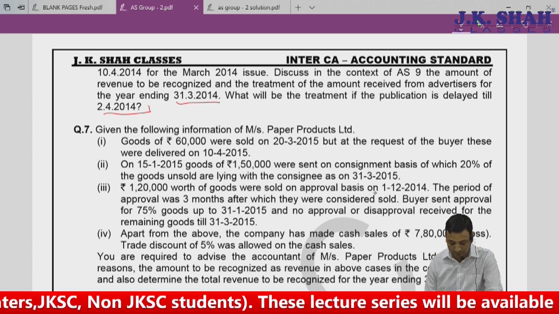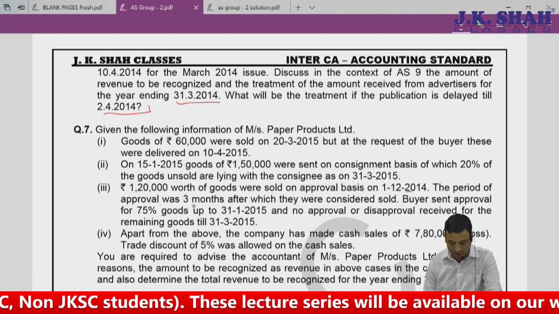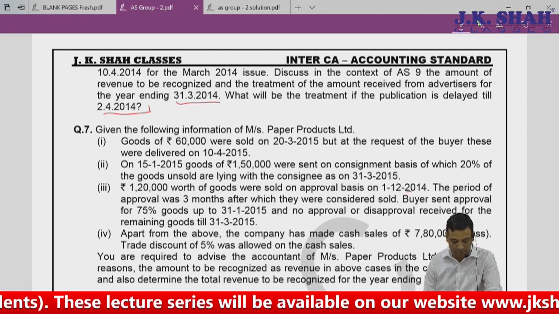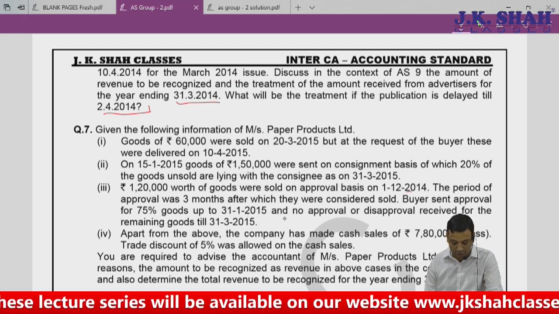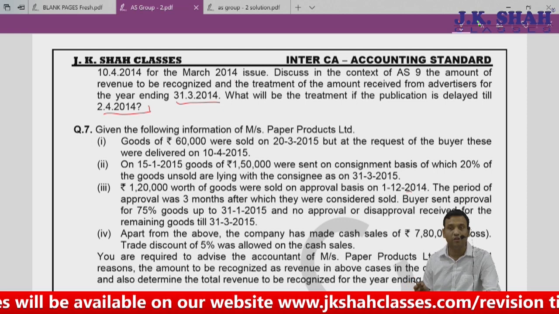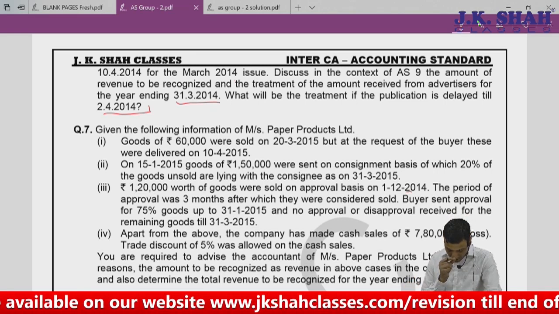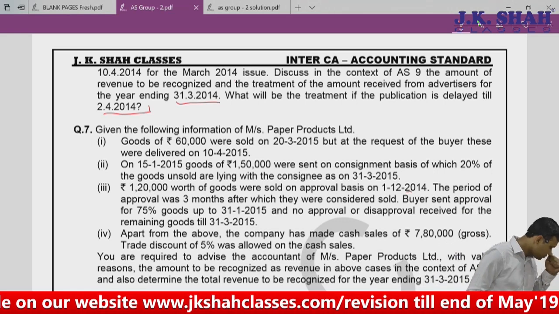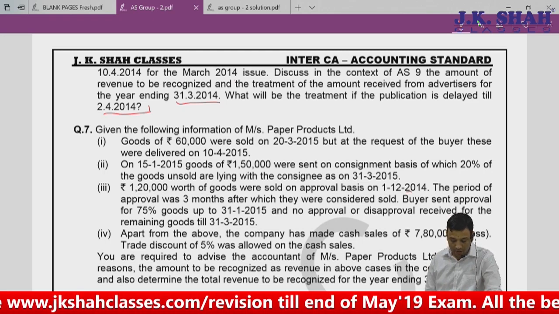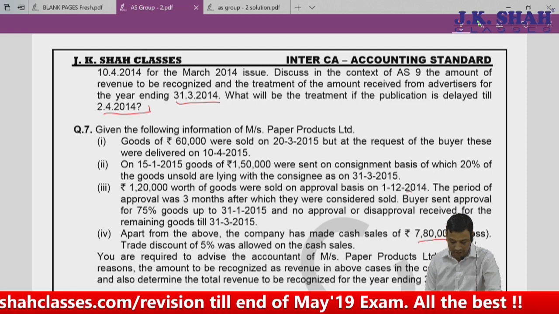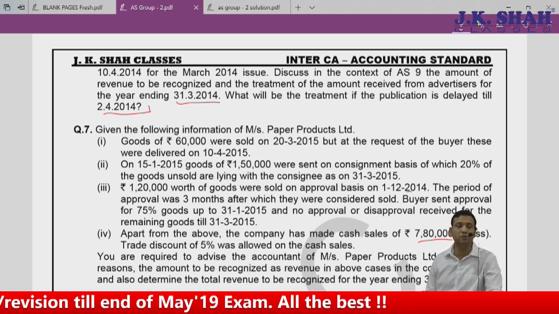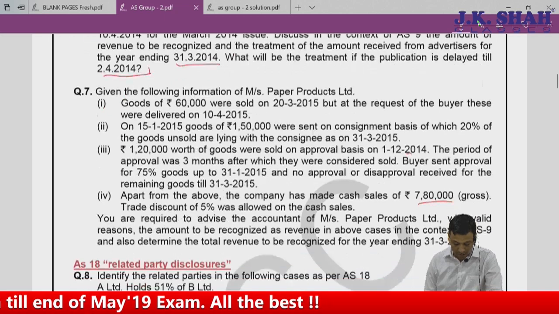1,20,000 worth of goods were sold on approval basis on 1/12/2014. The period of approval is 3 months, so it is December, January and February, after which they are considered as sold. The buyer sent approval for 75% of the goods on 31st March. No approval or disapproval was received for the remaining up to 31st March. Can I say the whole amount has been approved, because the normal approval period has expired? The fourth point: apart from the above, the company has made cash sales of 780. A trade discount of 5% was allowed on cash sales. So can I say 780 minus 5% is the amount of revenue to be recognized? What is the amount of revenue to be recognized?